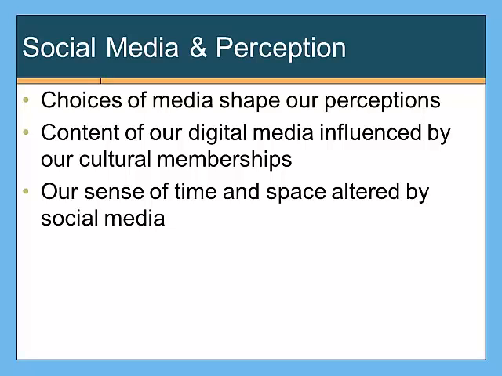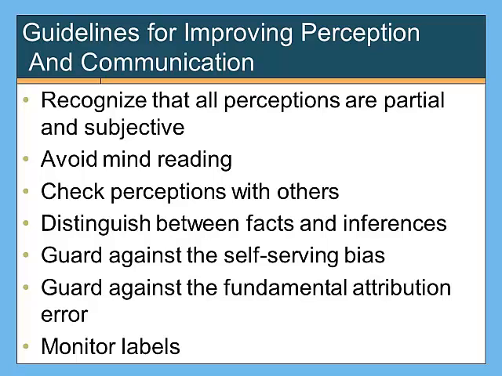Okay, so how do we improve our perception and our communication? Well, first we need to recognize that perceptions are partial and subjective. They're partial because we can't perceive everything, and they're subjective because they're shaped by our physiology, culture, standpoint, social roles, cognitive abilities, and personal experiences. So, as an example, a film that you might think hilarious, your friend might think is really stupid.